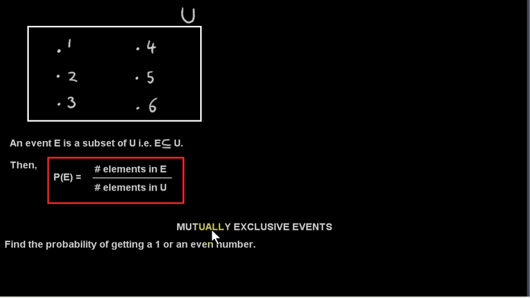Let's look at an example involving mutually exclusive events. We touched on this in the previous video, but now I'm going to look at it in the context of set theory. So we're going to find the probability of getting a 1 or an even number. What I will do is I will call the event getting a 1 H. We use capital letters for events normally. And I will use capital E to stand for the event of getting an even number. So E has outcomes 2, 4, or 6.